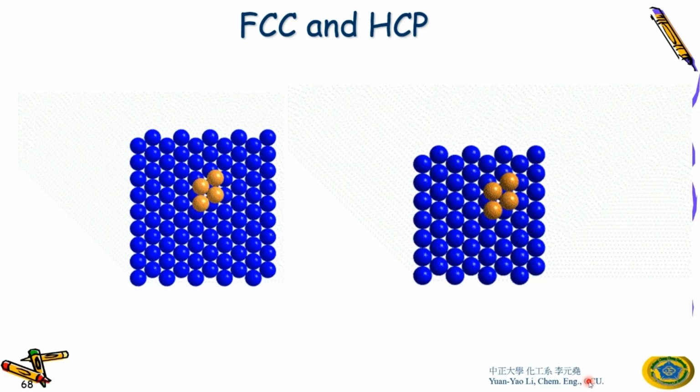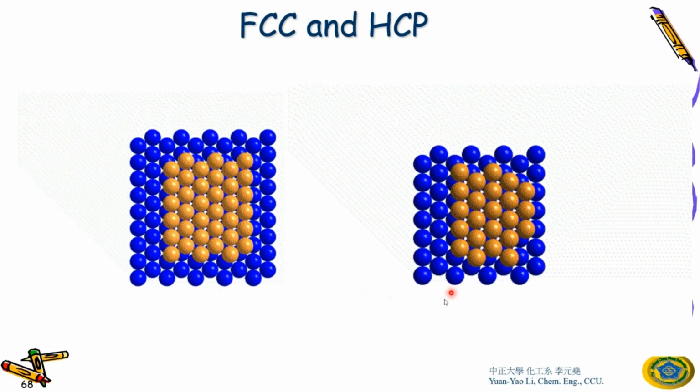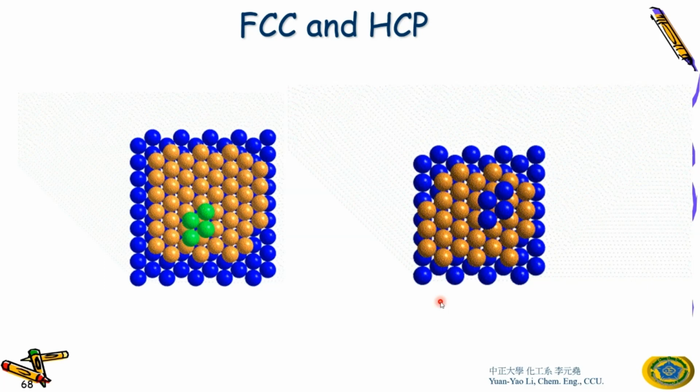Okay, this cartoon shows you that the packing on the left hand side is FCC, and on the right hand side is HCP. As you can see, they show the difference.